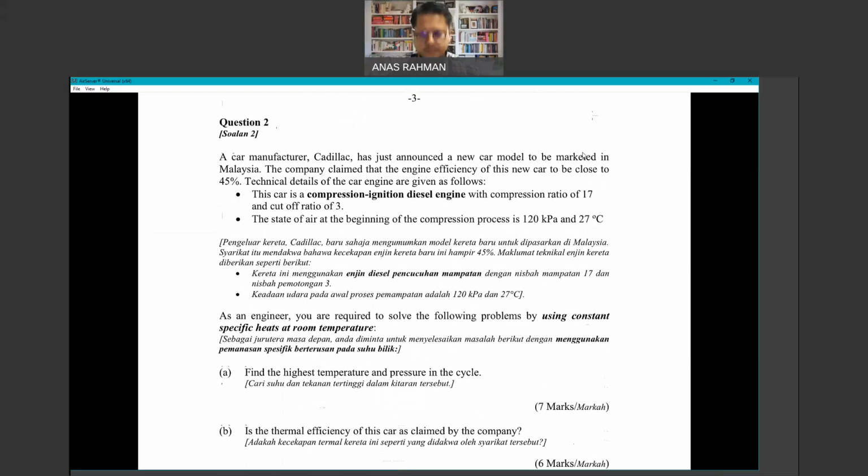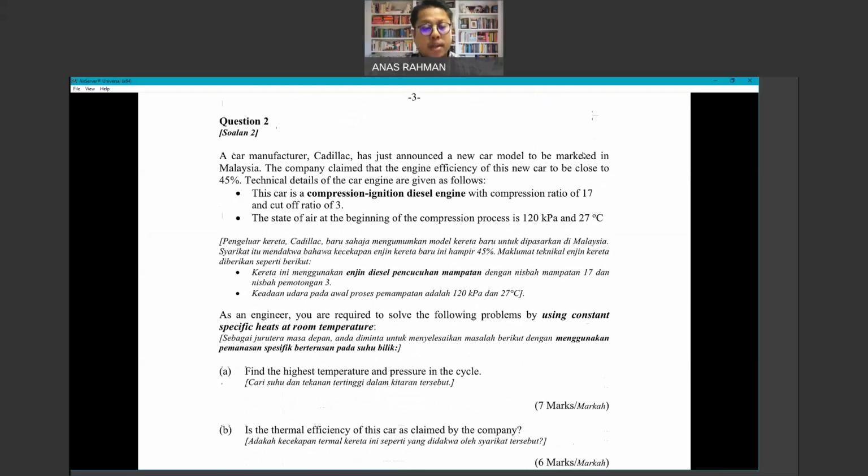So let's move to question 2. Again, question 2 is what we learned in CO1. Just now we talked about Otto. Now we have the compression ignition diesel engine. Over here, I did not specify whether to use exact analysis or the approximate analysis. As I said, if it's not indicated, you are free to use whatever method you want. In this case, my suggestion is to proceed with the approximate analysis, because it is quicker.